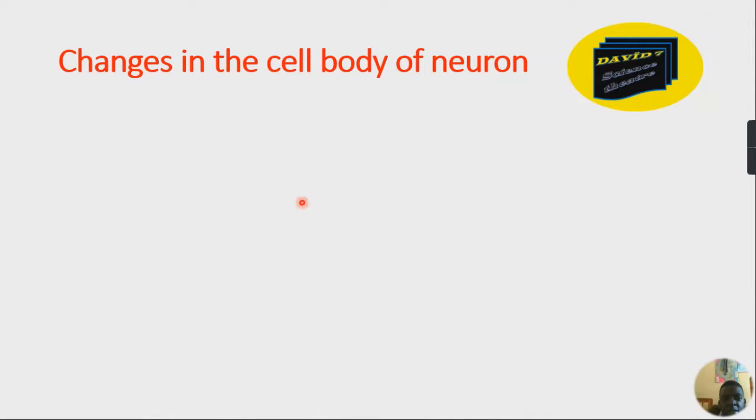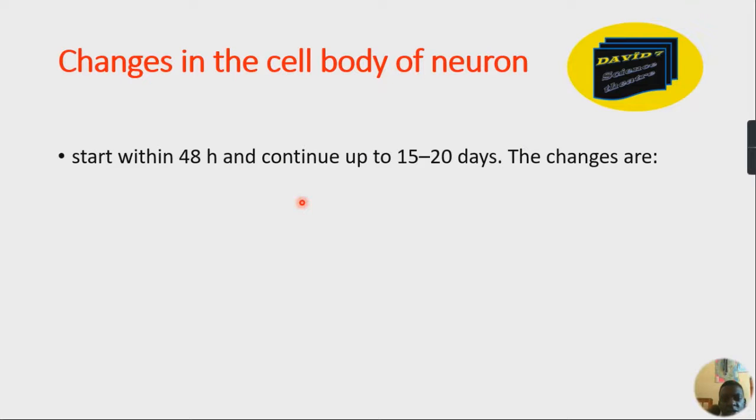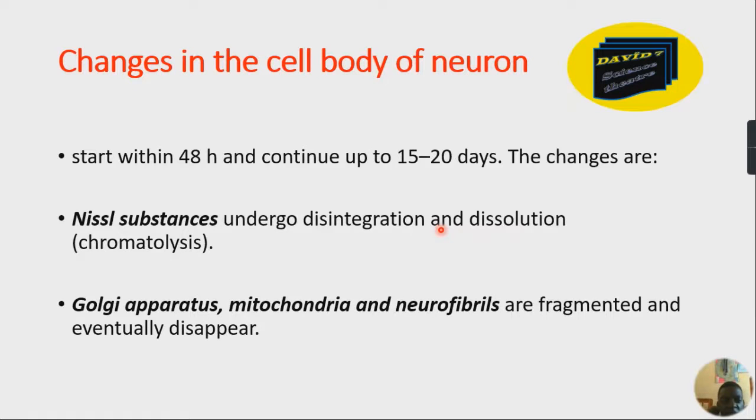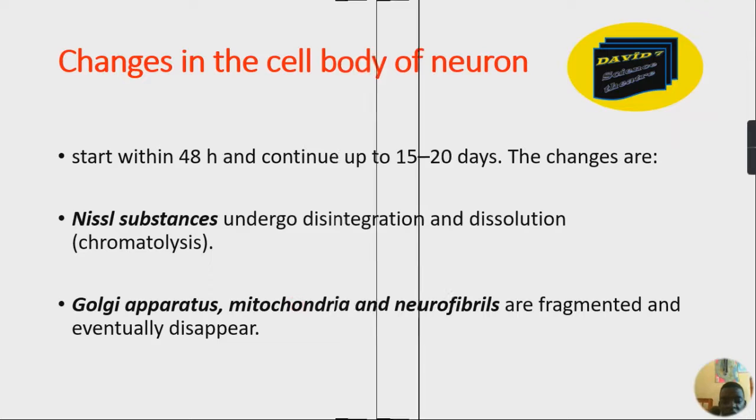And the changes in the cell body of a neuron. We said we have changes in the axons, and we have changes in the cell body. So in the cell body, these changes will start just after 2 days, up to 15 to 20 days. And the changes include: one, the Nissl substances will undergo chromatolysis. I talked about this recently, that Nissl substances undergo disintegration and dissolution. And the Golgi apparatus, mitochondria, and neurofibrils are fragmented and they eventually disappear. All this is occurring during degeneration.